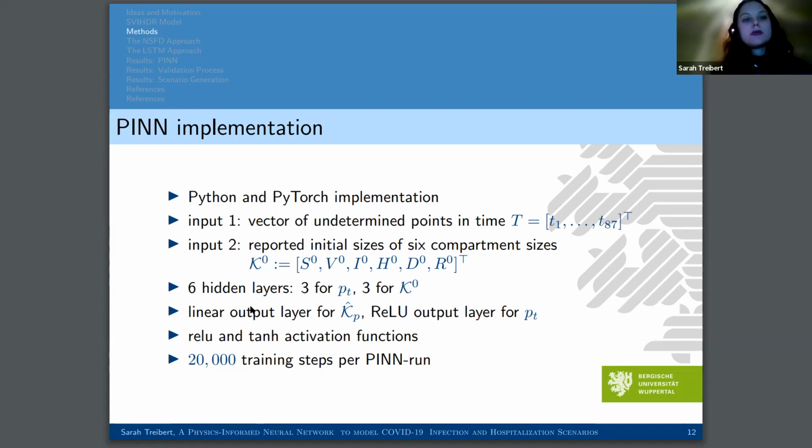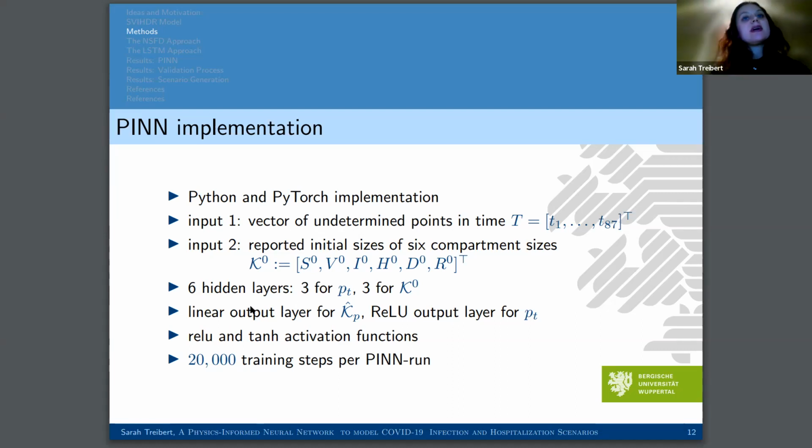We implemented our program in Python with the PyTorch deep learning package. We give two inputs to our physics-informed neural network. At first, the vector of those 87 points in time, and reported initial sizes of 6 compartments. This is especially for the prediction part.